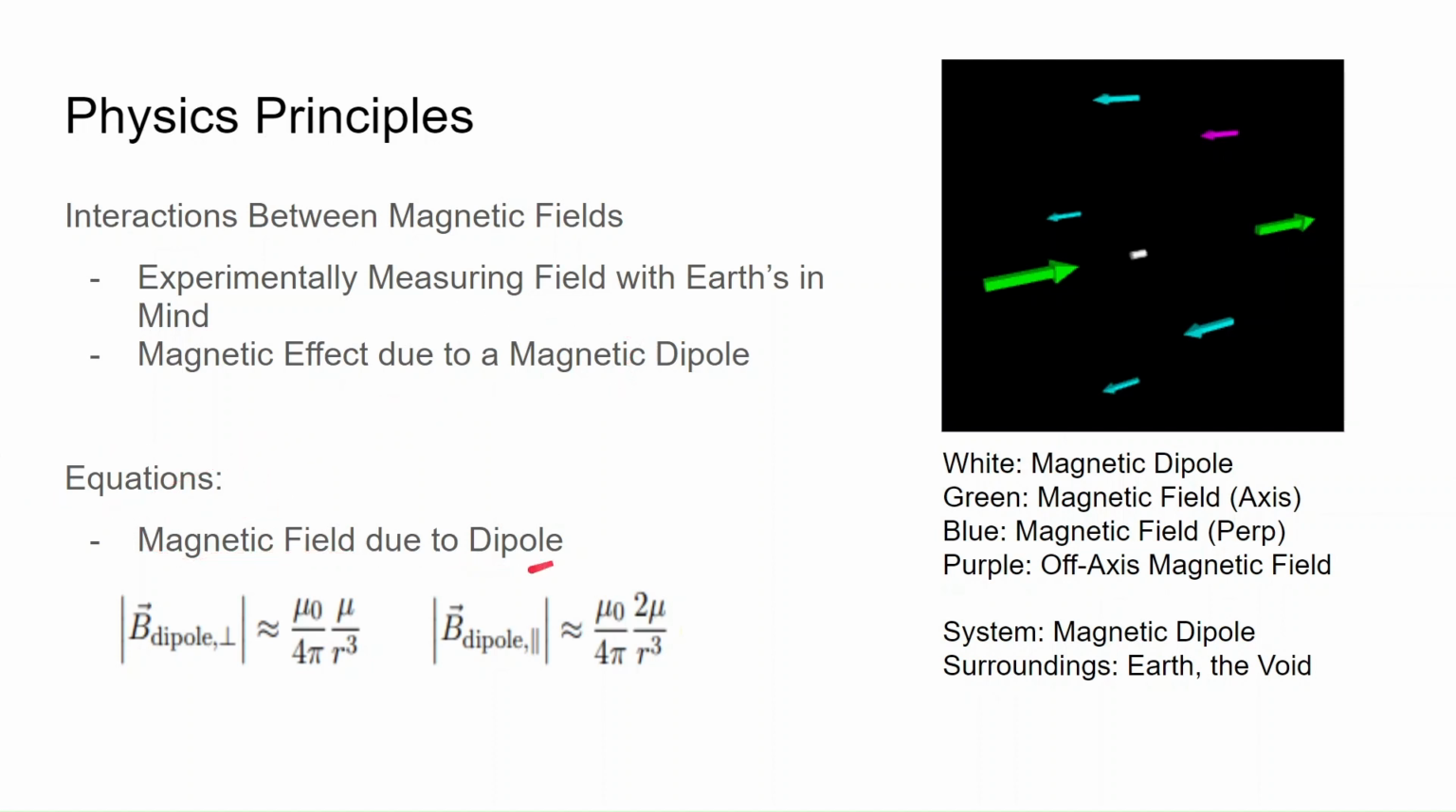Equations: magnetic field due to a dipole. The easiest ones are the perpendicular case and the parallel case, as seen here. Along with over here, we have a sneak peek, sort of like a free body diagram, into our results. White is the magnetic dipole in the middle. Green is our on-axis magnetic field. Blue is the off-axis and the perpendicular, and purple is the off-axis. The system is the magnetic dipole, and the surroundings are the Earth and everything else.